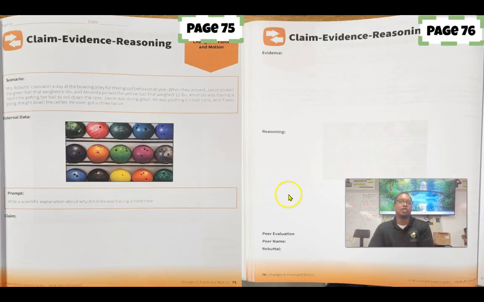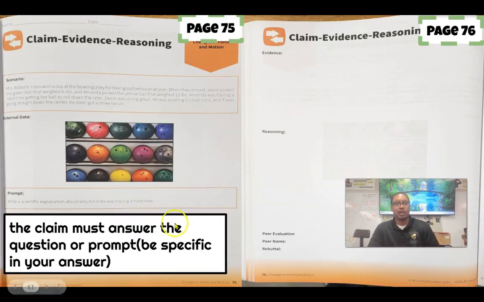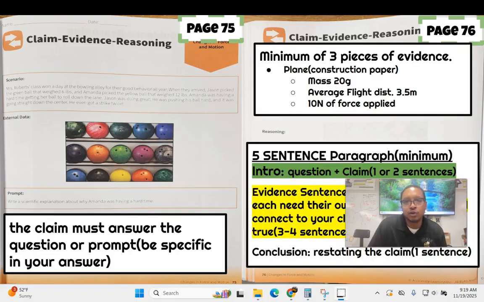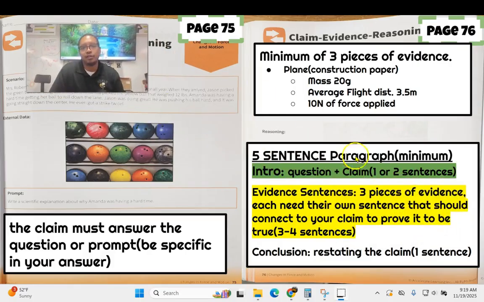And this is how it should look. So over here, we should have the claim. The claim must answer the question, be specific. You should write in this area, have your question. Then over here, have your at least 3 pieces of evidence. Some people have 4, so that's what you should have on your paper. And then right here, this is where we should have the rough draft of the reasoning paragraph. And again, introduction, that should have the question, the claim, and then the evidence sentences with 3 pieces of evidence, and then a conclusion restating that claim. That's what you need all in there.